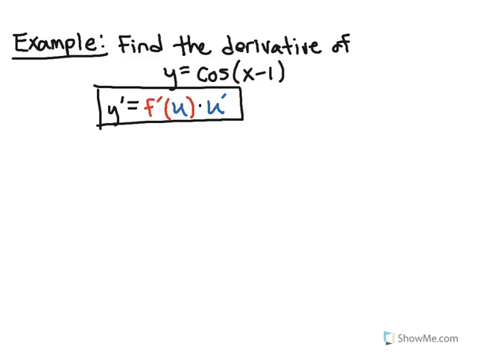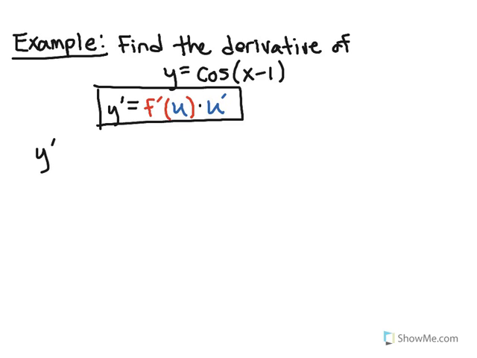In this tutorial, we're going to look at an example of the chain rule with trig functions. So up here we have the function y equals cosine of x minus 1, and we are going to use Newton notation again because I used Leibniz in 2 problems and I'm going to use Newton for 2 problems. So what I want to do first is get everything written out.